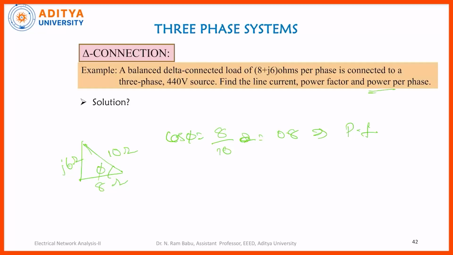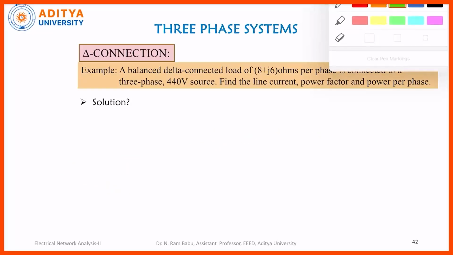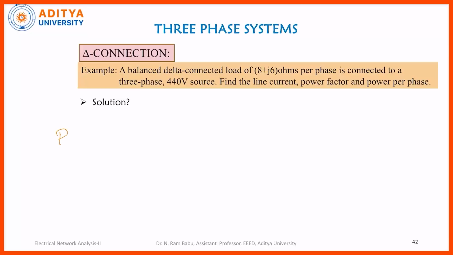Next leftover part is power per phase. Here also we are going to calculate 3 types of powers. First one is active power, which is root 3 times VL IL cos phi. In delta connection, line current is not equal to phase current in general, but here VL is 440 volts, IL we got previously as 44, and cos phi we got as 0.8. So we need to calculate the value and write it down.